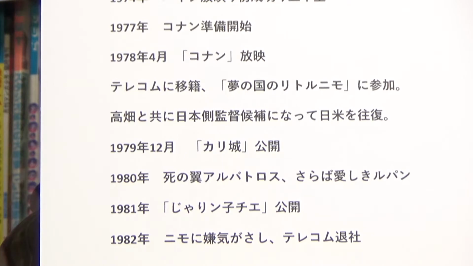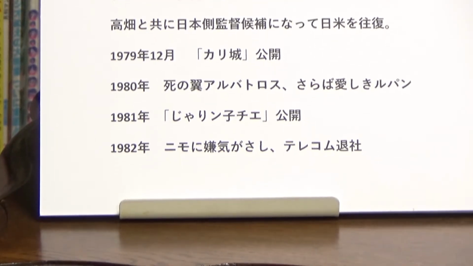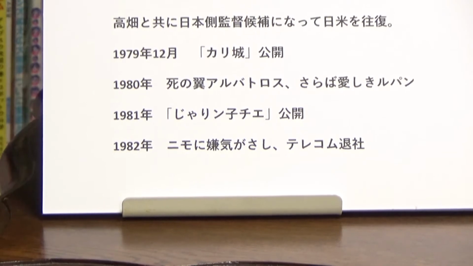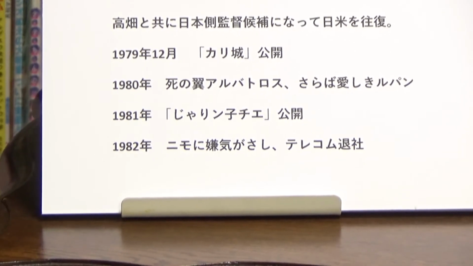Meanwhile, in December 1979, the Castle of Cagliostro was released. Then at last, he got fed up with Nemo in 1982 and left telecom. This is the timeline of Miyazaki in regards to the Castle of Cagliostro, and the outline of what I'll talk about today.